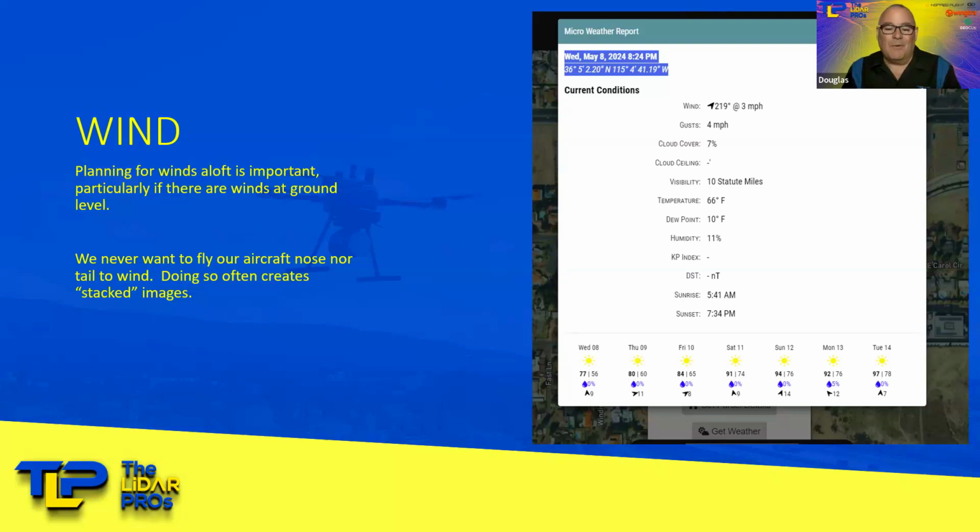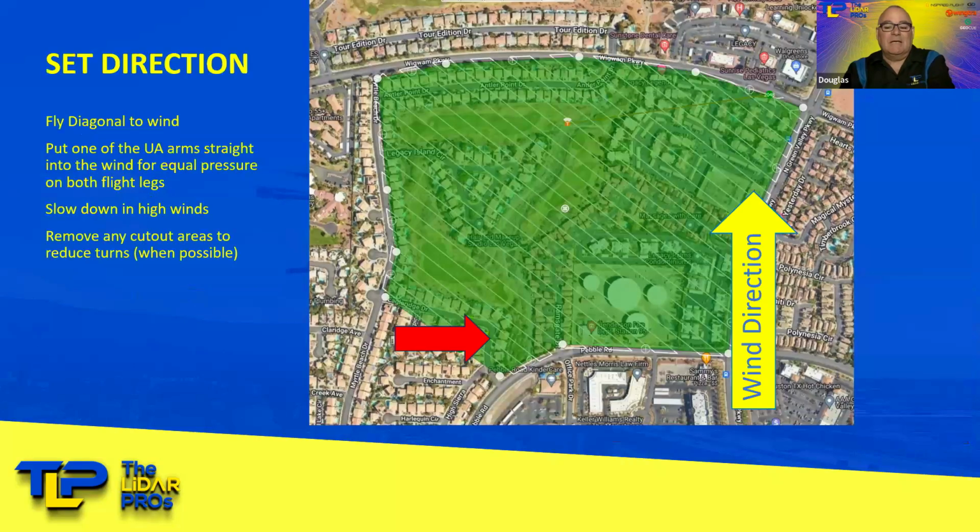Well, the first thing that we want to do to avoid stacked images is we always want to fly at a diagonal angle to the wind direction. So in other words, if you can picture a drone like this one, I'm going to set this up so that the wind is coming towards one of the arms on my drone. What that means is that as we're flying that drone forward, it's not flying into a headwind, and when it's flying the back direction, that's receiving a tailwind.